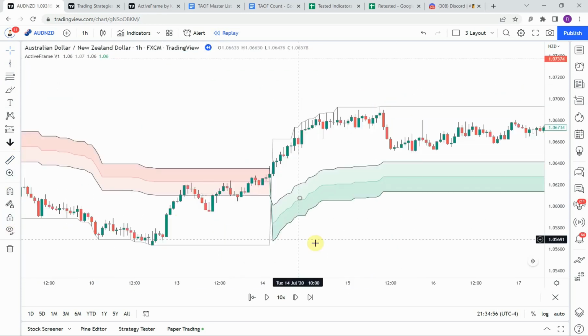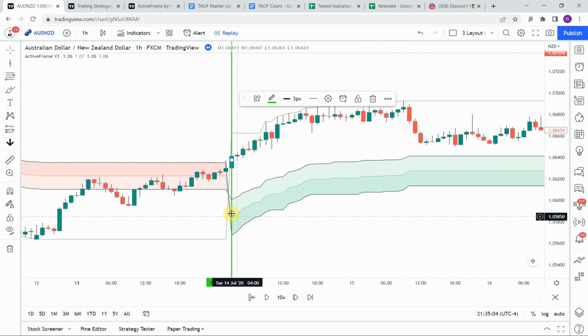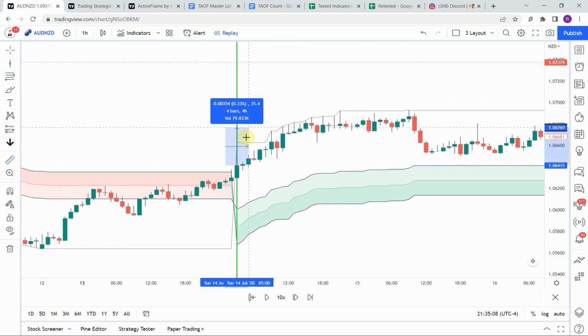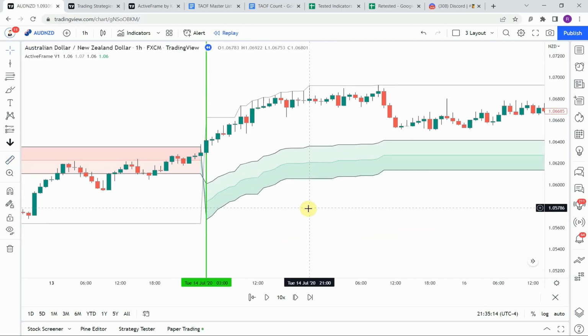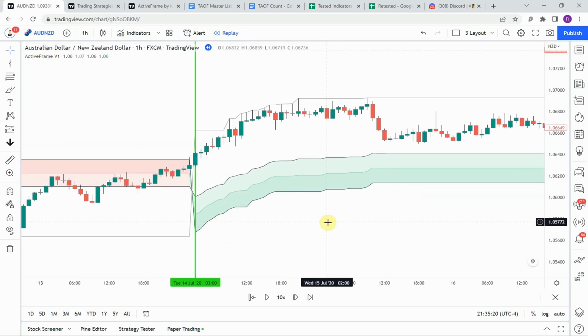So let's move forward just a little bit here. You can see that now this red channel here switches to a green channel there on that candle, and you can see that we got a really nice push to the upside there, which would have come up and got us to our take profit as well. And so that is how we tested it again in the advanced testing.